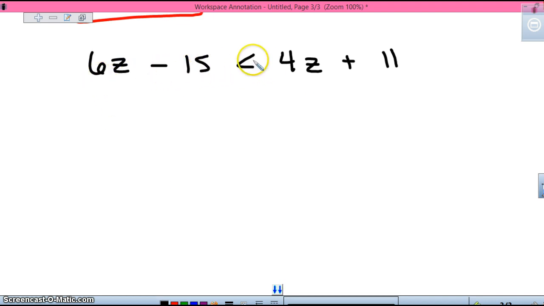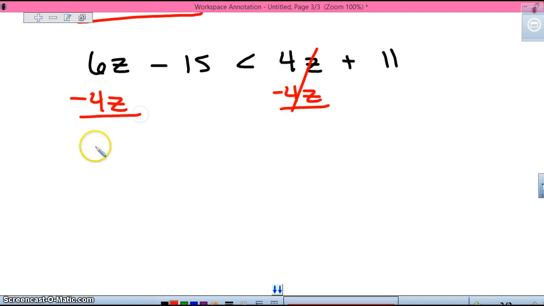6z minus 15 is less than 4z plus 11. If we're solving for z, the first thing we have to do is take z to one side. I'm going to take the z to the left by subtracting 4z. What you do to one side, you do to the other. 2z minus 15 is less than 11.